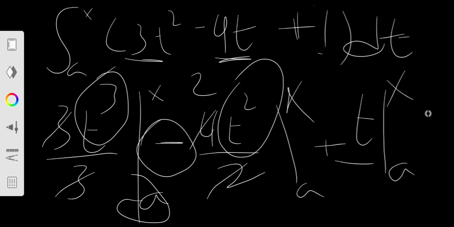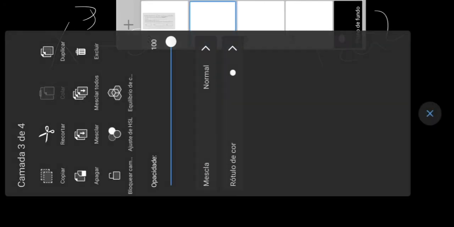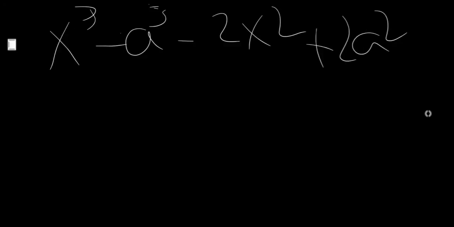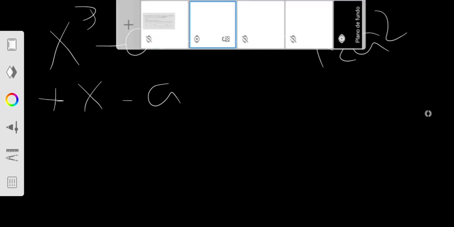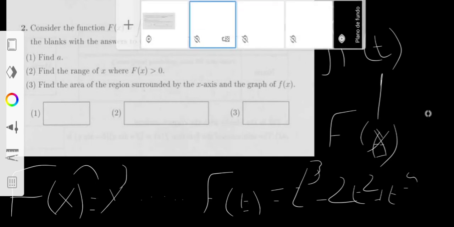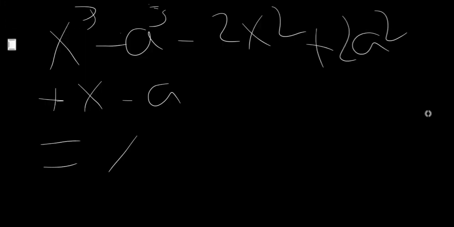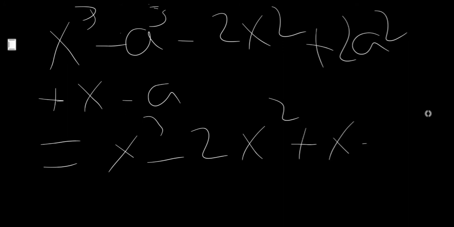So the t will have x minus a, right? Just doing simple integration. So plus x minus a. And now if you remember, if you have the question there with you, look, this should be equal to x cubed minus 2x squared plus x minus a. So this should be equal to x cubed minus 2x squared plus x minus a.